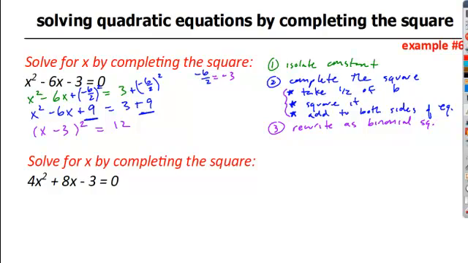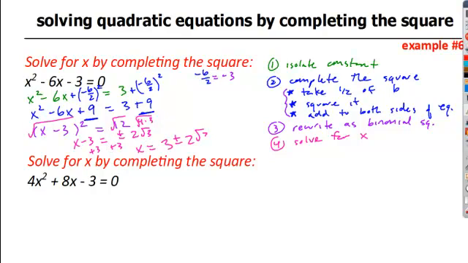Okay, and then the final step is going to be to solve the resulting equation. So now if we solve for x, we have this binomial square. We can extract the square root. x minus 3 is equal to, take into consideration the positive and negative root, square root of 12, which is 4 times 3. Square root of 4 comes out as a 2. 3 stays under the radical. Add 3 to both sides, and we get our solutions. x is equal to 3 plus or minus 2 root 3. So those would be our two solutions for this problem.